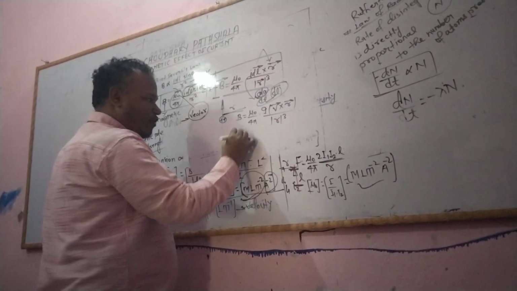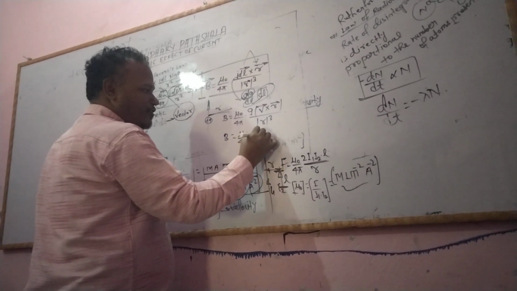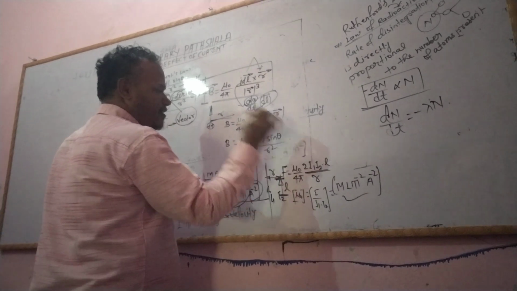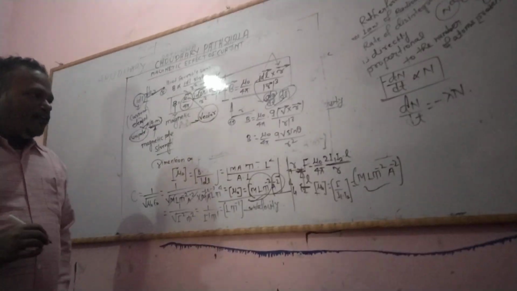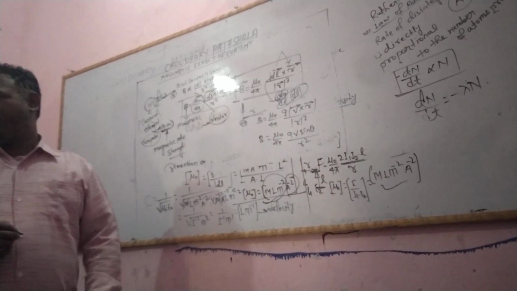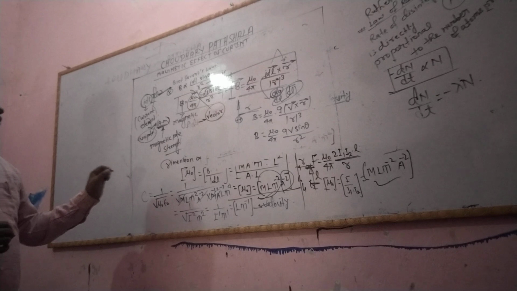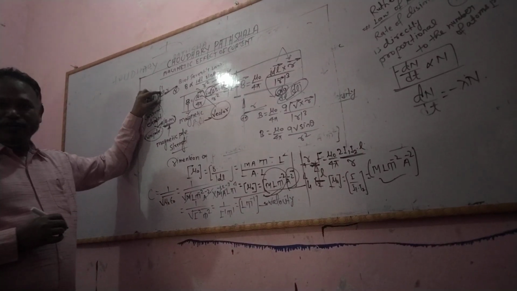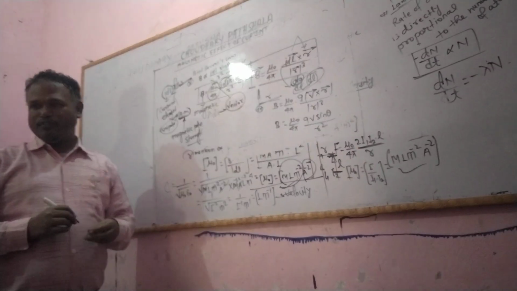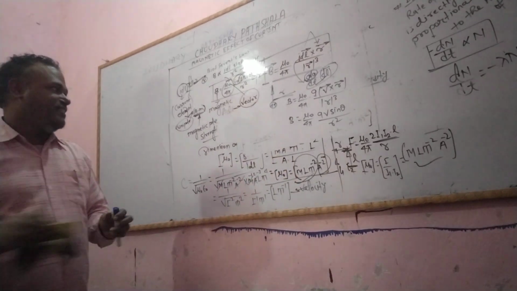Are you understanding? Or its magnitude can be written as mu naught by 4 pi q v sin theta upon r square. Now this is the magnetic field due to a moving charge. So Biot-Savart's law is applicable for finding the magnetic field due to a current element. If you extend this law for an arc and a straight line, then we may have different results.